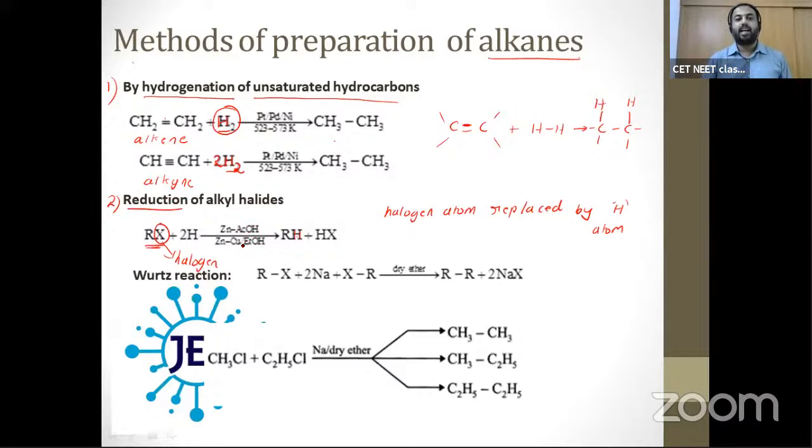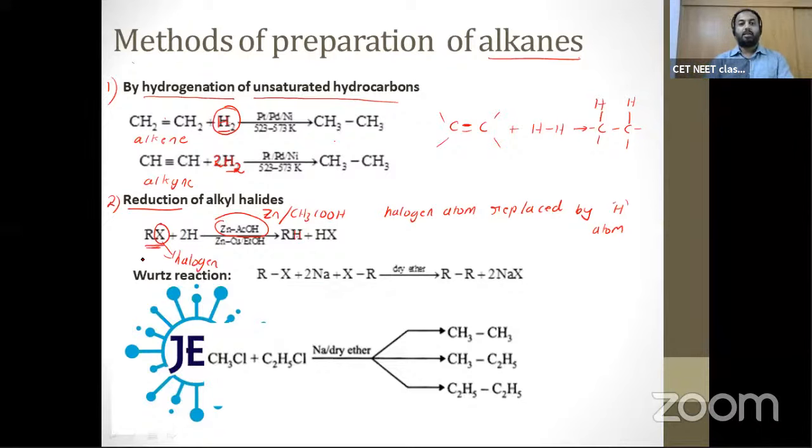Therefore, we would take the help of reducing agents. Which reducing agent is used here? See, zinc in acid, zinc in acetic acid. If you are not able to see it properly, I am writing it again. Zinc in acetic acid, CH3COOH, can be a good reducing agent. Okay, this is reduction of alkyl halides.